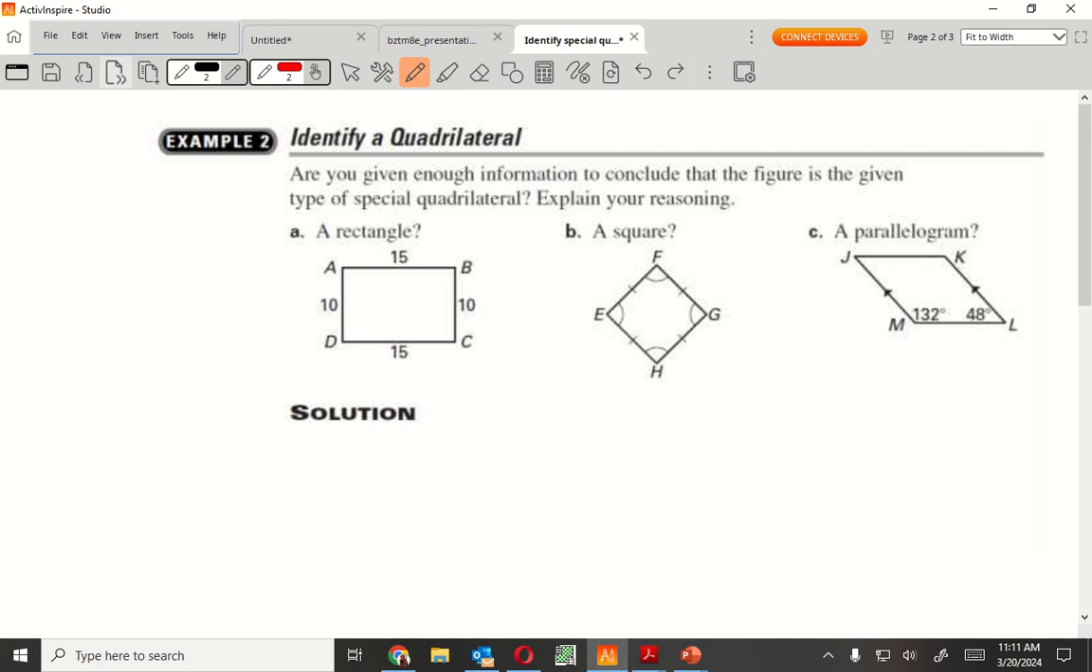Number 2, example 2. Identify a quadrilateral. You're given enough information to conclude that the figure is the given type of special quadrilateral. Explain your reasoning. Okay.